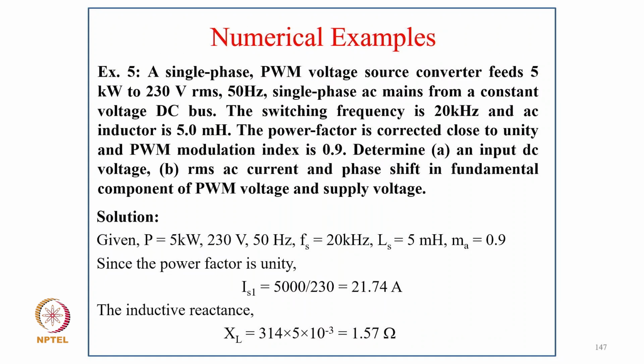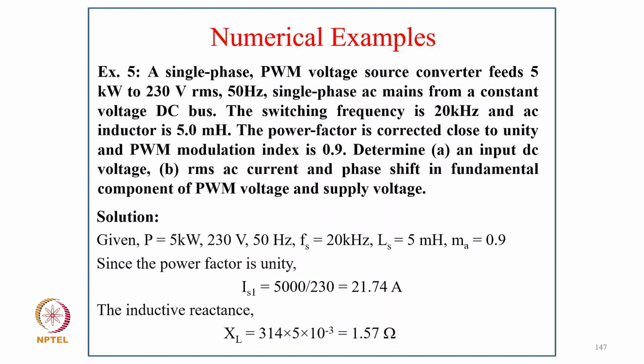Now coming to example 5. A single phase pulse width modulated voltage source inverter feeds 5 kilowatt to 230 volt RMS, 50 Hz, single phase AC mains from a constant voltage DC bus, and the switching frequency is 20 kHz, and the AC inductor is 5 millihenry, and the power factor is corrected to close to unity, and the modulation index is 0.9. Determine A, the input DC voltage, B, the RMS AC current, and the phase shift in the fundamental component of the inverter voltage and supply voltage.